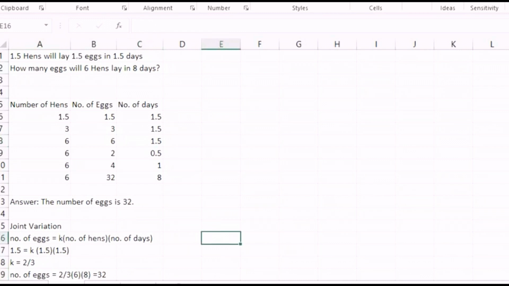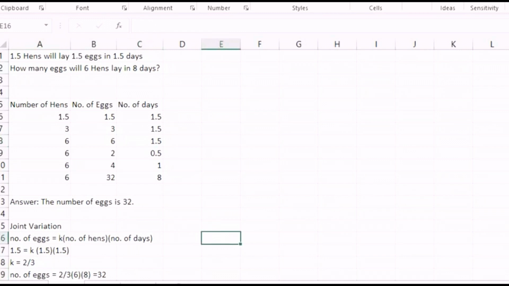1.5 hens will lay 1.5 eggs in 1.5 days. How many eggs will 6 hens lay in 8 days? So the number of hens is 1.5, the number of eggs is 1.5, and the number of days is 1.5. And we compute it. So the number of hens is 6 and the number of days is 8. So our answer is the number of eggs is 32.